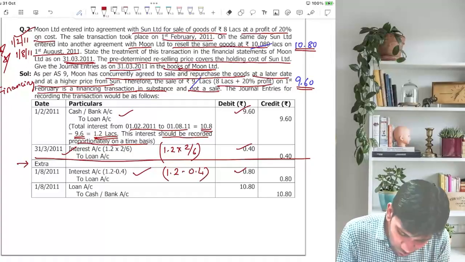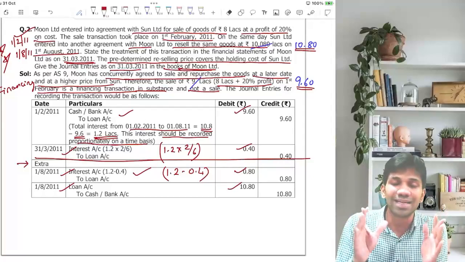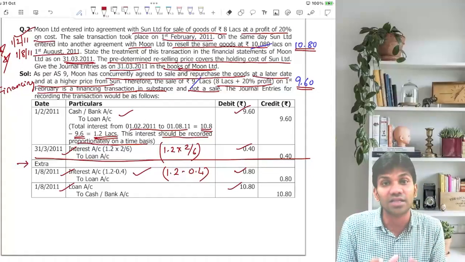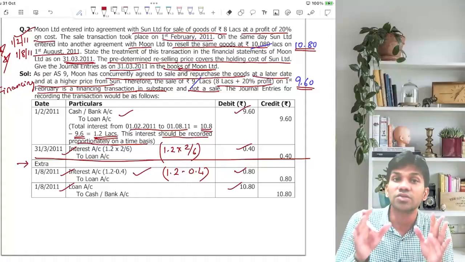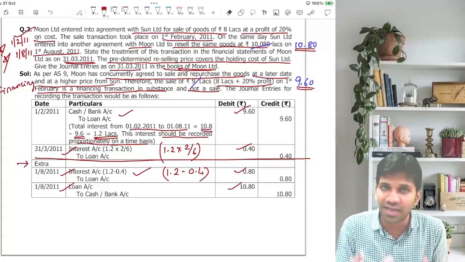And then on 1st August, we repay the loan account debit to cash/bank 10.8 lakhs. So this was an extraordinary question. They might ask, this is not a revenue recognition transaction. This was a pure financing transaction. I hope all the illustrations of AS-9 are very clear to you guys.